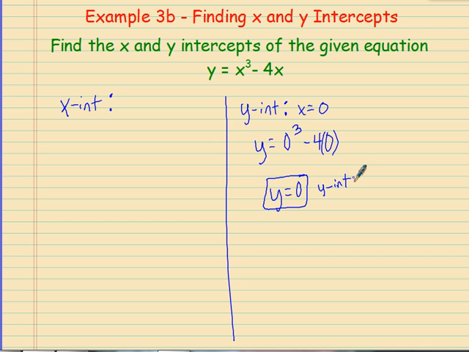Now the x-intercept, that one's going to be a little bit tricky. Okay? So for the x-intercept, you know that y equals 0. So how's that going to look?